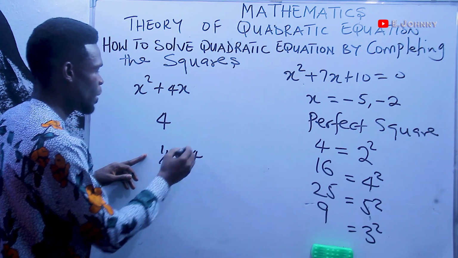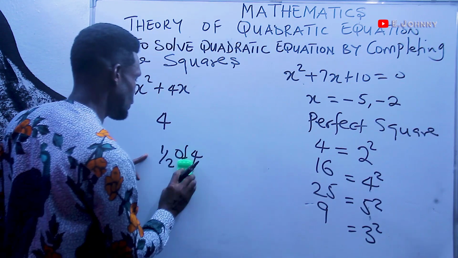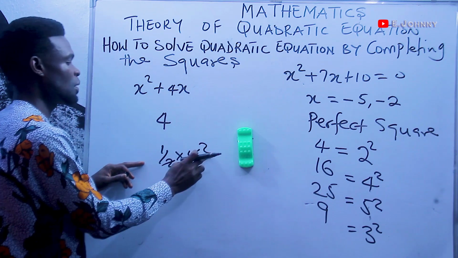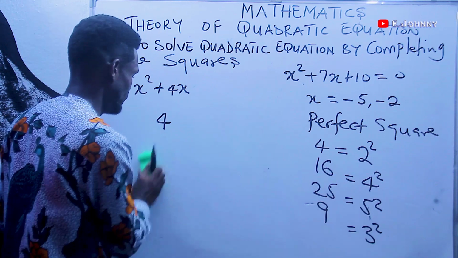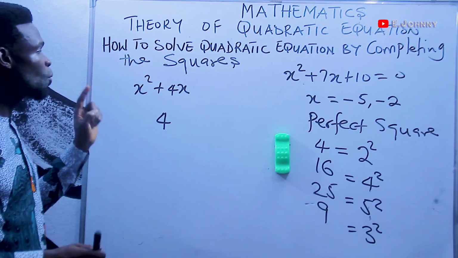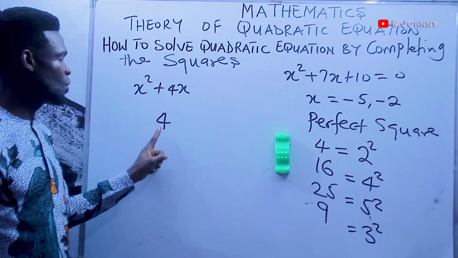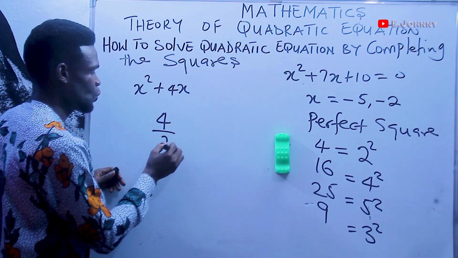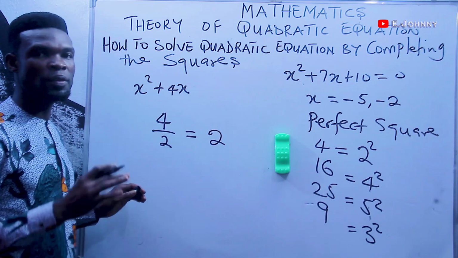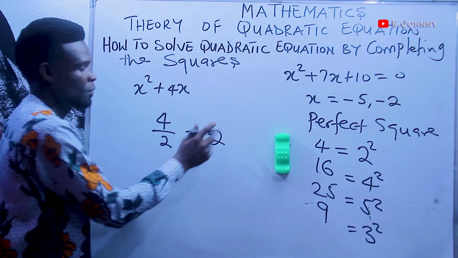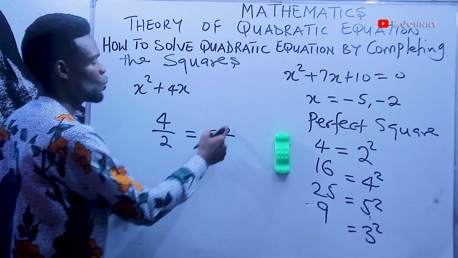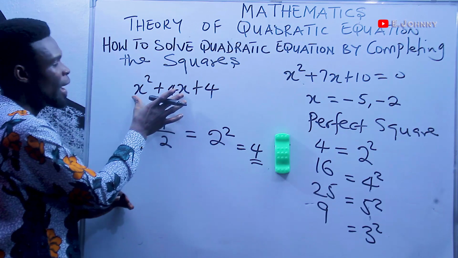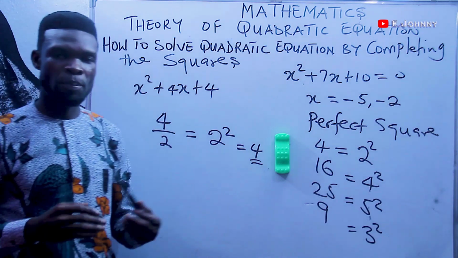In mathematics, the word "of" means multiplication. So take half of 4, which is 2. Let me go over it again. Step 1, what is the coefficient of x? 4. Step 2, what is half of 4? That's to say 4 divided by 2. The answer is 2. Step 3, square that answer. What is 2 squared? It is 4. So this is the answer. So plus 4 must be added to this expression to make it a perfect square.